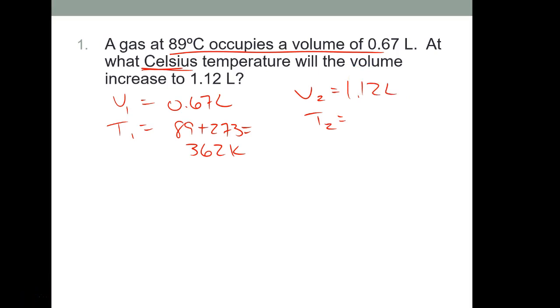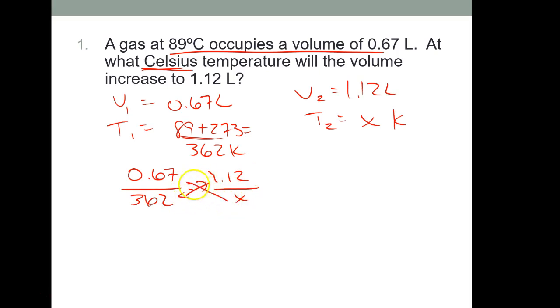And we will deal with the fact that it says Celsius temperature, but anytime you're using a gas law, anytime you're using one of these proportionalities, it has to be in kelvins, because it's all based on multiplication and division when you're doing these gas laws. This is an addition, and it's not going to work if you don't put it in kelvins to begin with. So 0.67 over 362 equals 1.12 over x, and again I would cross multiply, and if you struggle with algebra I would absolutely write this out.